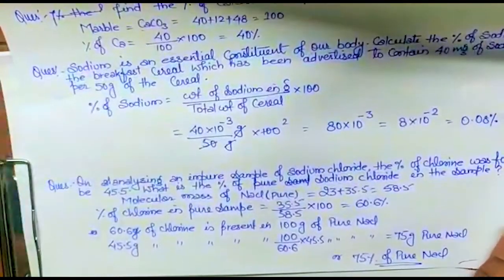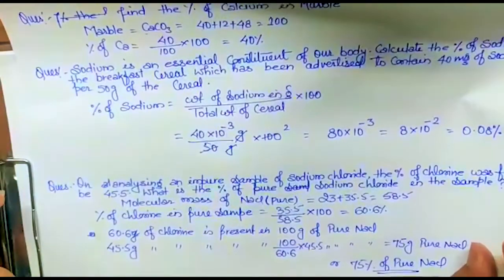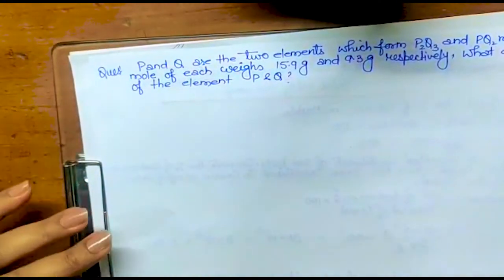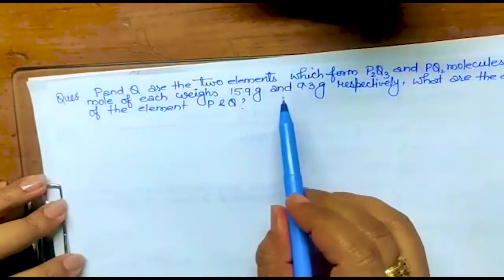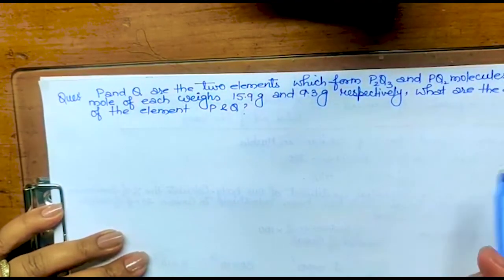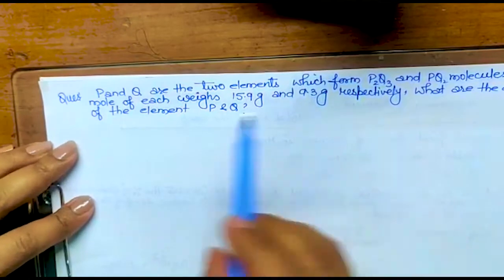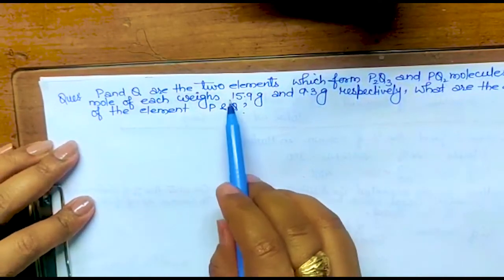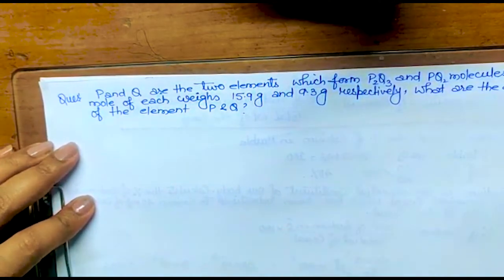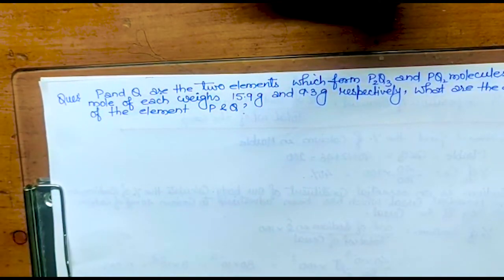So it was a simple question. Now one step ahead. Okay, this question. P and Q are two elements which form P2Q3 and PQ2 molecules. If 0.15 gram mole of each weigh 15.9 gram and 9.3 gram respectively, what are the atomic masses of elements P and Q?